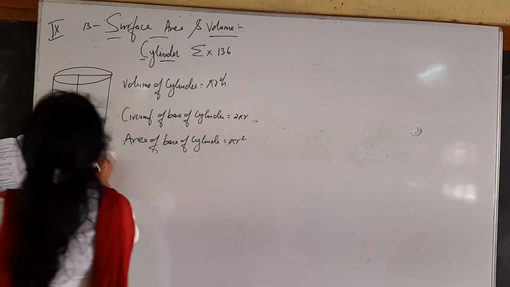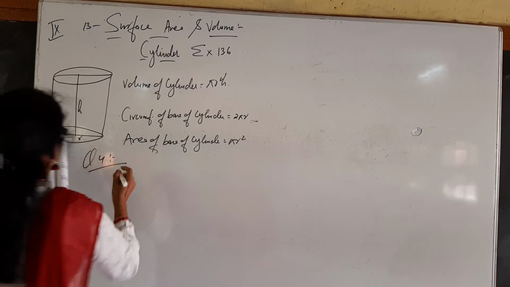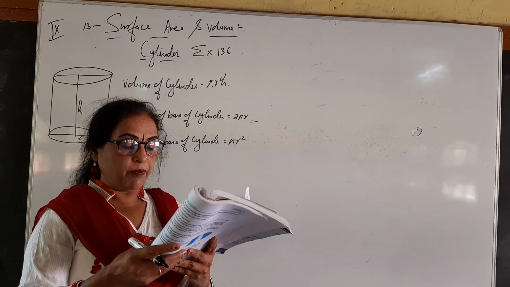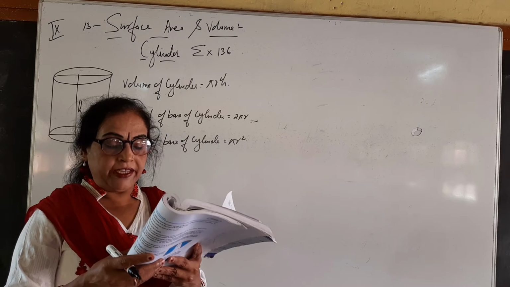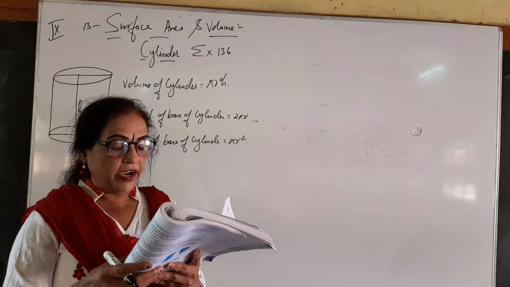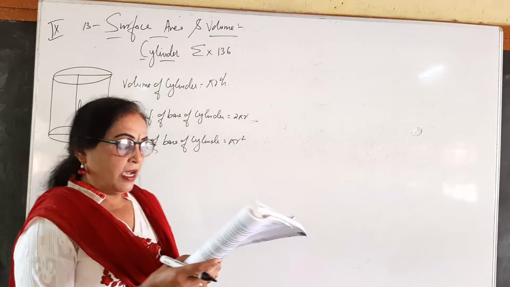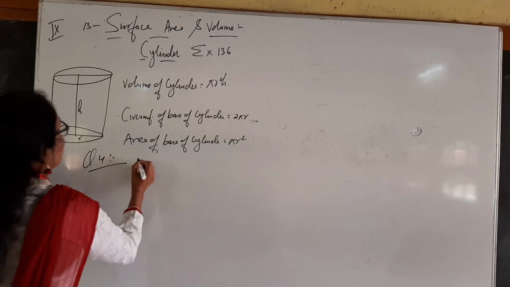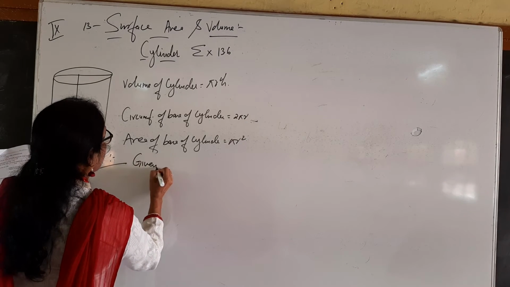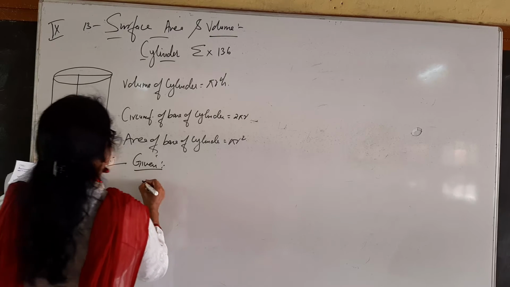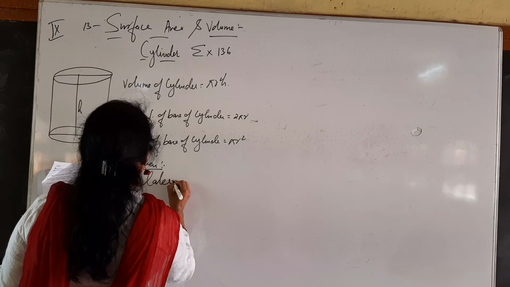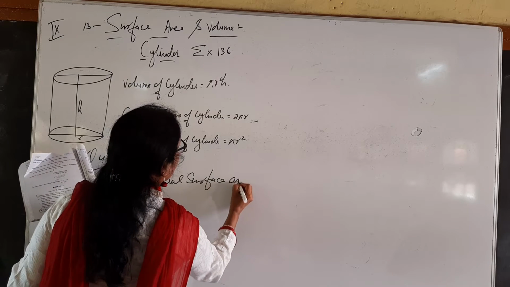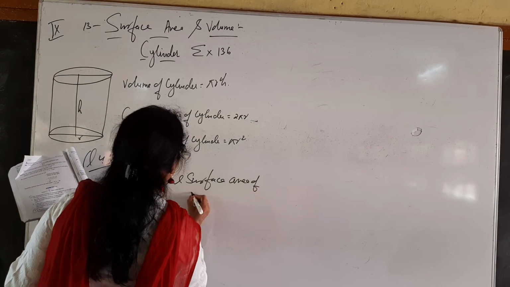Question number 4. Here given, if the lateral surface area of a cylinder is 94.2 centimeter square, height is 5 centimeter, then find the radius and volume. The value of pi is given 3.14. So what is given here? Lateral surface area of cylinder.